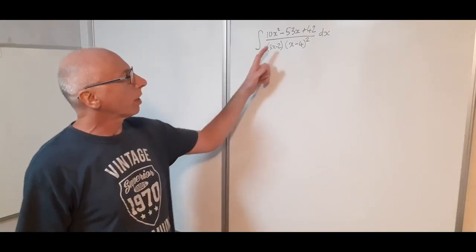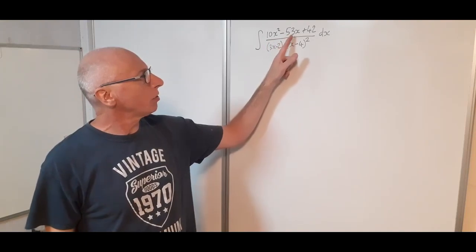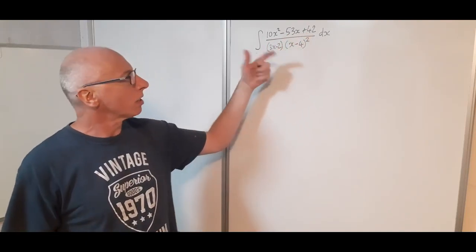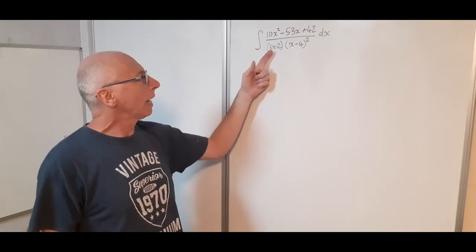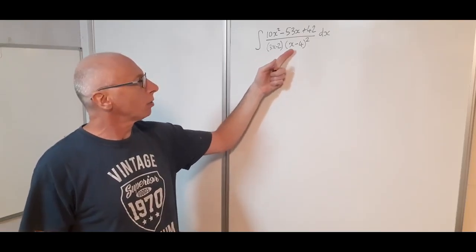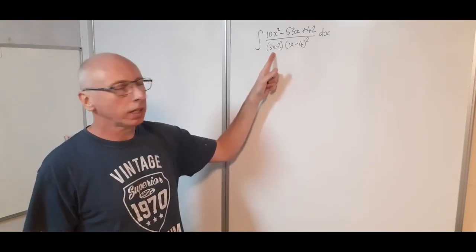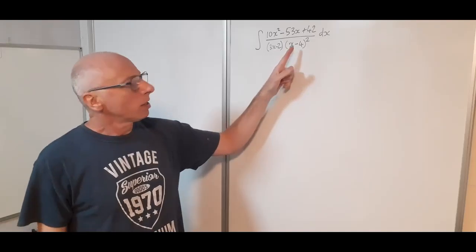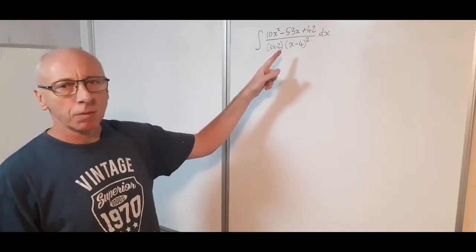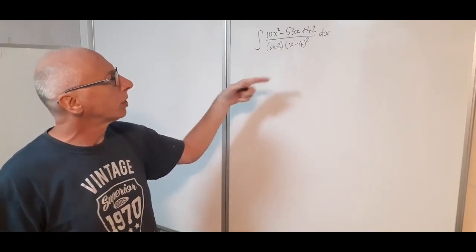So here I'm going to integrate 10x squared minus 53x plus 42. So that's quite a big quadratic. And I've got in the denominator 3x minus 2, x minus 4 squared. So I've got a cubic in my denominator. So to solve this integral, I'm going to need partial fractions.